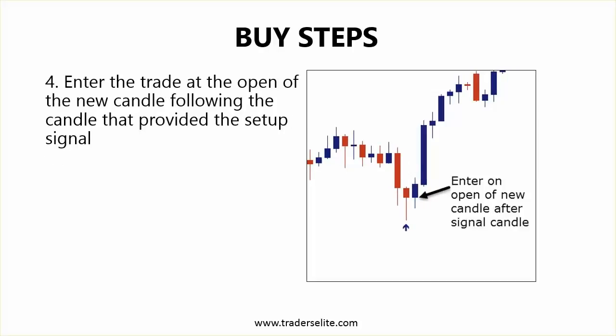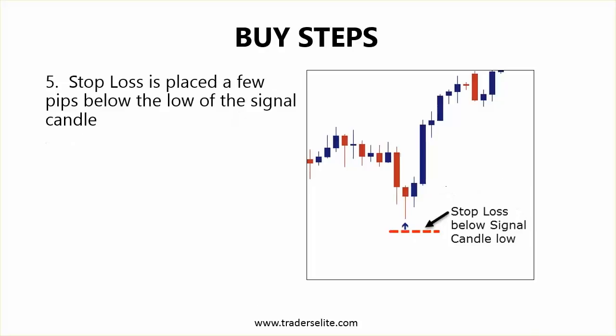And step 4, enter the trade at the open of the new candle, which is this point here, following the candle that provided the setup, being this candle here. Step 5, stop loss is placed a few pips below the low of the signal candle. Again, the low of the signal candle being here. We place a stop loss below.